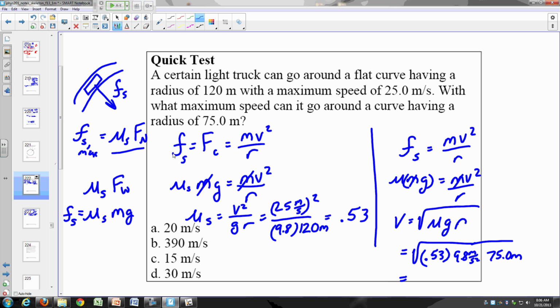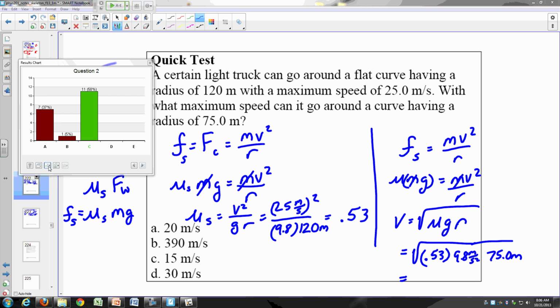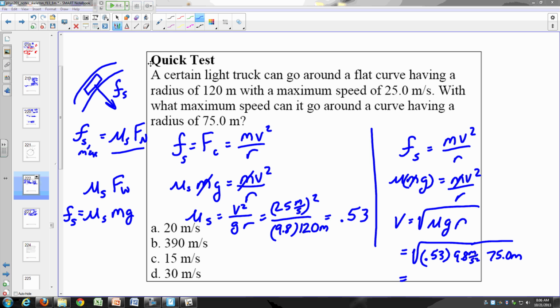What is it? 19 point something, so it's 20. Didn't y'all put C? Okay, yeah, it should be 20. Sorry, I was just going with, I didn't know what the number was, so that's equal to 20. I'm not sure what y'all did to get 15. Do y'all know what you did wrong to find 15? Or are you just guessing?